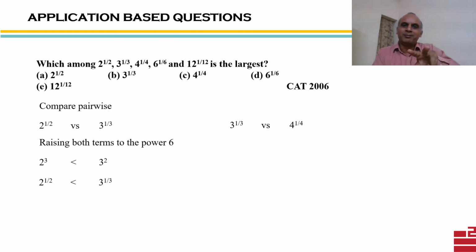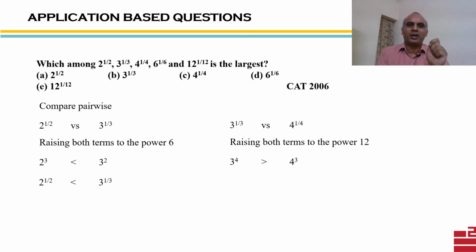And again raising both terms to the power 12. How do we get 12? The powers in them have denominators as 3 and 4, so LCM of them is 12. So raising to the power 12, we get natural number powers. So we get 3 to the power 4 and 4 cube. So which of them is larger? Of course, 3 to the power 4 is bigger.